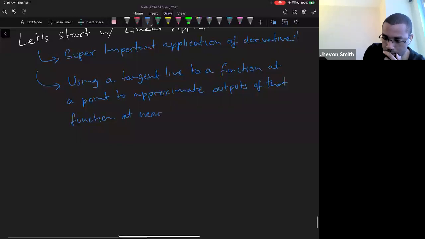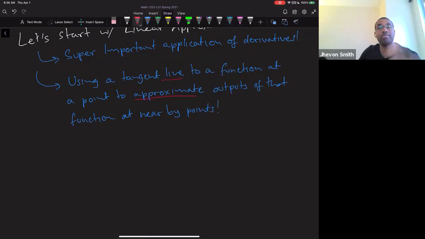At nearby points. Right? So the idea is you're using a line to approximate something, linear approximation, right? So that's essentially what we're doing. So how does it actually work? What does it mean?